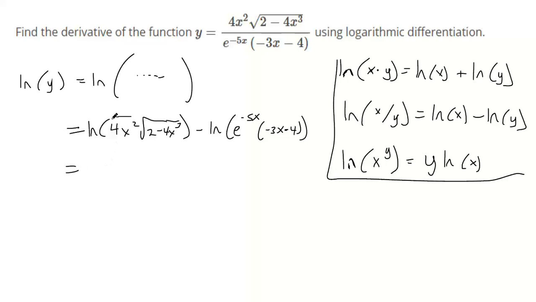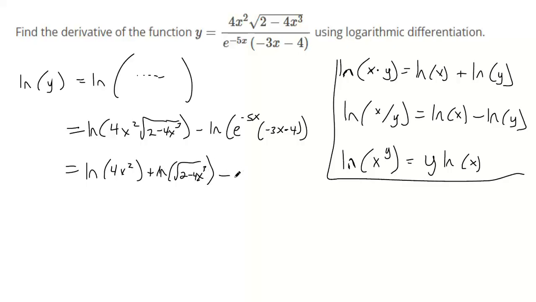Now I'm going to treat this like my x in this example, and this is going to be like my y in this example. So we can rewrite it as the sum of the two things. That's a property of logarithms. So this is natural log of 4x squared plus the natural log of that square root of 2 minus 4x to the third.